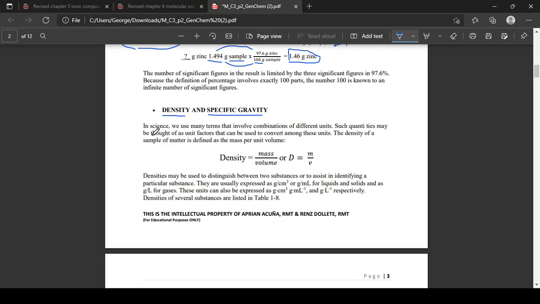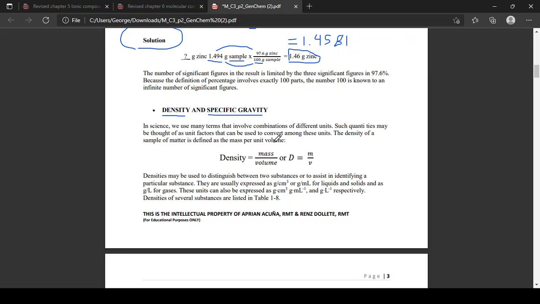Yes, the density of a sample of matter is defined as the mass per unit volume, or your density is equal to mass over volume, or D equals M over V, where D stands for density, M stands for mass, and V stands for volume. Densities may be used to distinguish between two substances or to assist in identifying a particular substance.